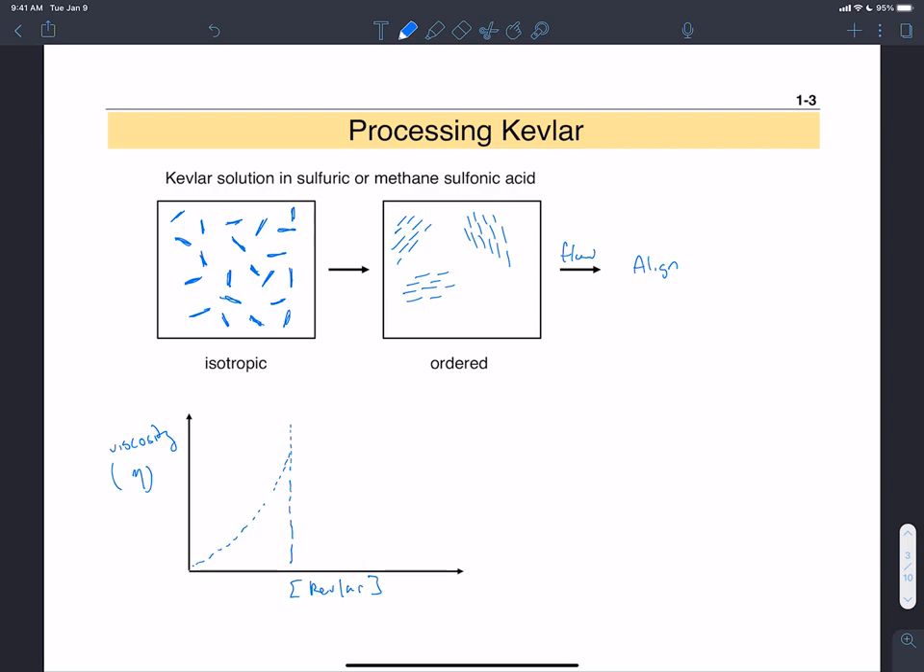And as you increase the concentration of Kevlar, after we reach this transition to a liquid crystalline phase, the solution will actually decrease in viscosity. This is really nice because now you have even more concentrated solutions of Kevlar that also have lower viscosity for flow. And then if you were to continue in this regime, eventually you would start to increase the viscosity again. And you can notice just physically the changes in properties as well. They're frequently opalescent in appearance or iridescent.